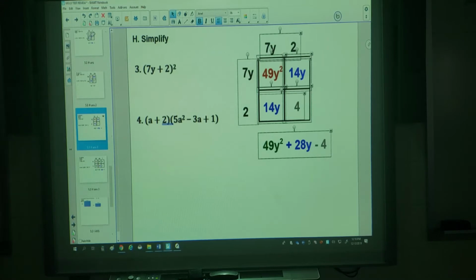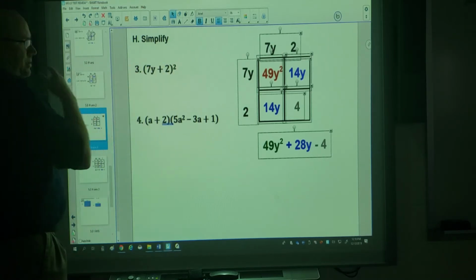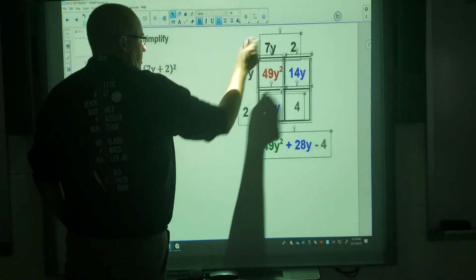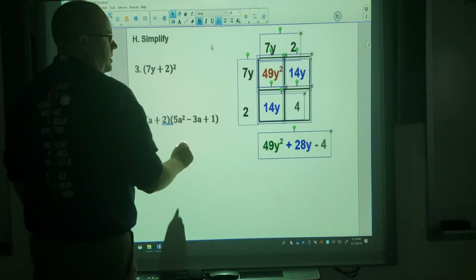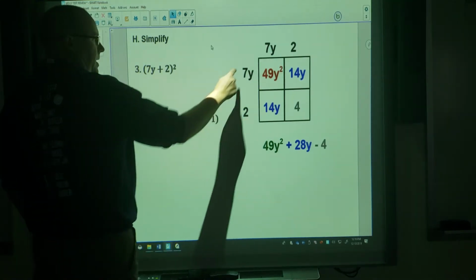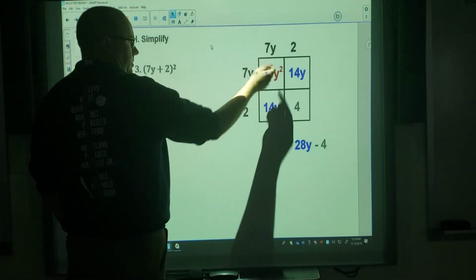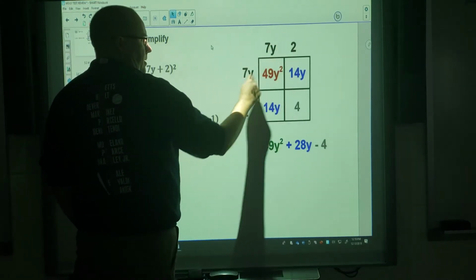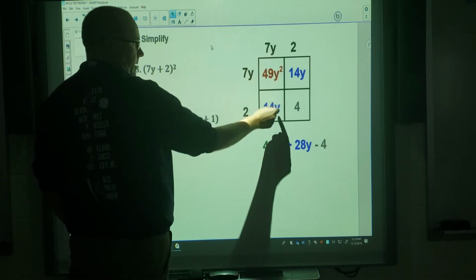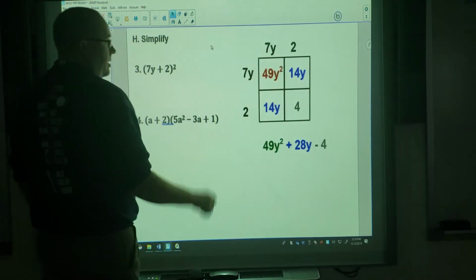As we move on to the third part for this question, squared, like we saw earlier, means you're multiplying by itself. So I'm writing 7y plus 2 across the top, but I'm also going to write down 7y plus 2 down the side as well. 7 times 7, y times y. 7 times 2, and then the y. 2 times 7 with the y. And then 2 times 2 is 4.